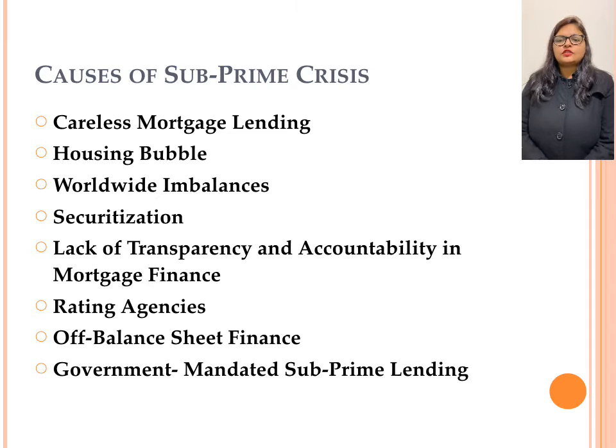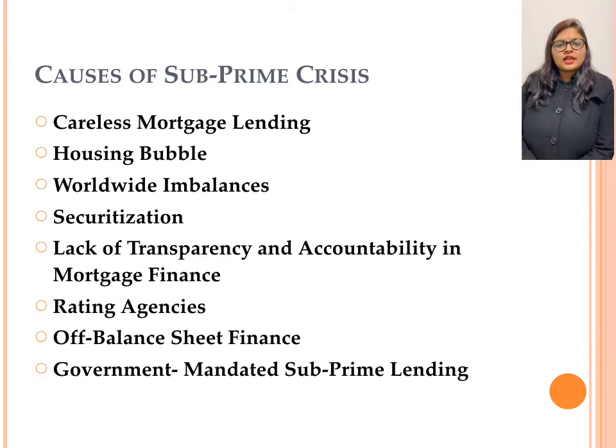Next comes the causes of subprime crisis. The first one is careless mortgage lending. Banks were offering loans to the customers at cheap interest rate. That was the main reason behind the starting of subprime crisis. Then comes the housing bubble. Housing bubble starts when the property prices start declining, and then worldwide imbalances, meaning surplus and deficit imbalances. Some economies were in deficit, some economies were in surplus. That created the imbalance in the economies.